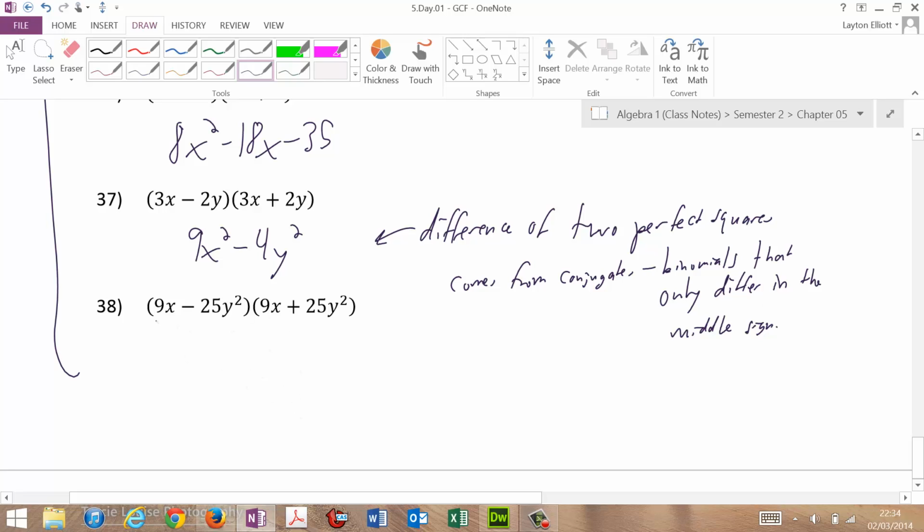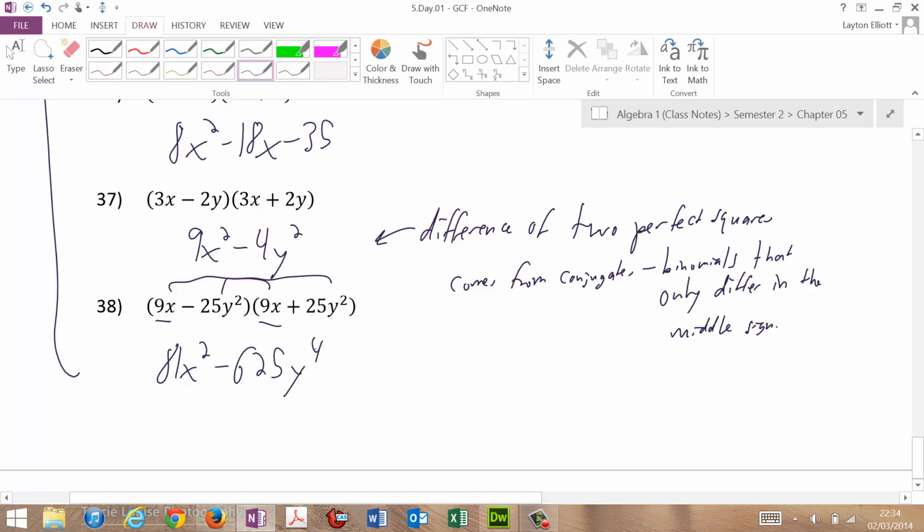So, first, 81x squared. And when you have conjugates, because they differ in only the middle sign, the outer and the inner cancel each other out. I don't have to know what 9 times 25 is. The next one's negative 9 times 25, and they're going to cancel out. And then my last is 25 times 25, which is 625, y to the 4th.